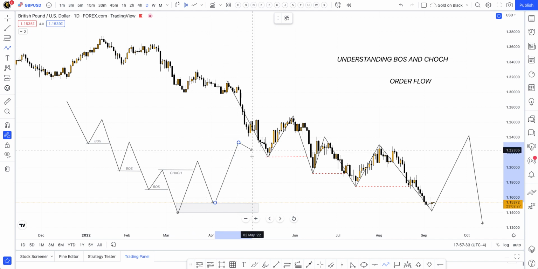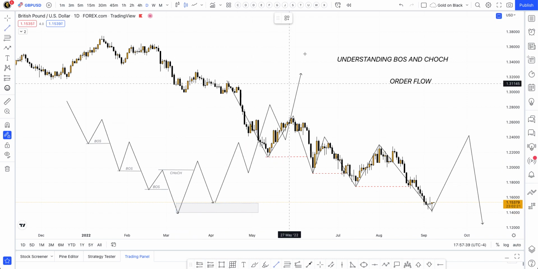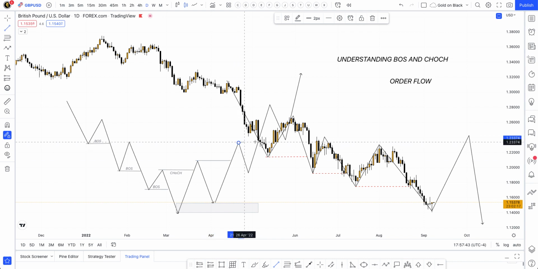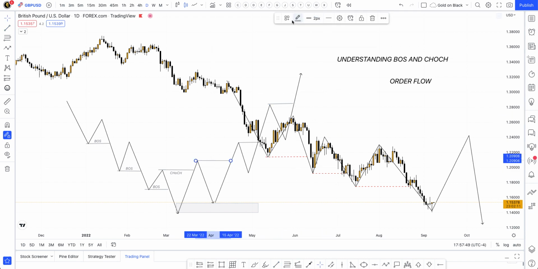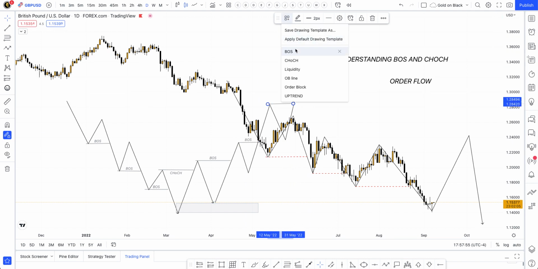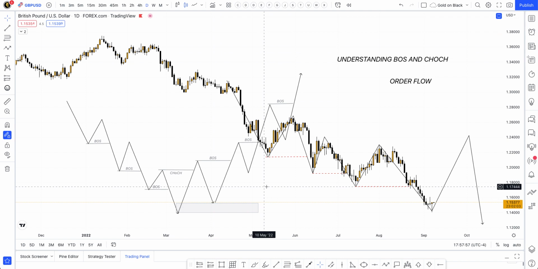And now what is the market doing? What do you see the market is doing? The market now is breaking structures, but to the upside now. This is a break of a structure to the upside. This is a break of a structure to the upside. This is a break of a structure to the upside. You see, now we're having BOS, but to the upside. So you see when the change of character happened.